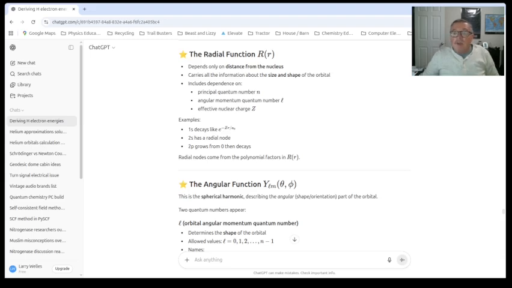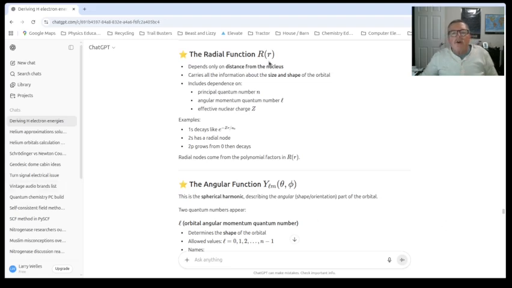And what we'll do is even talk about hybrid orbitals where things combine into molecules. But the point is that this has all that distance information in it. And also these numbers. Now, what's this all about? This is the spherical harmonic describing the angular, or the shape orientation, part of the orbital.